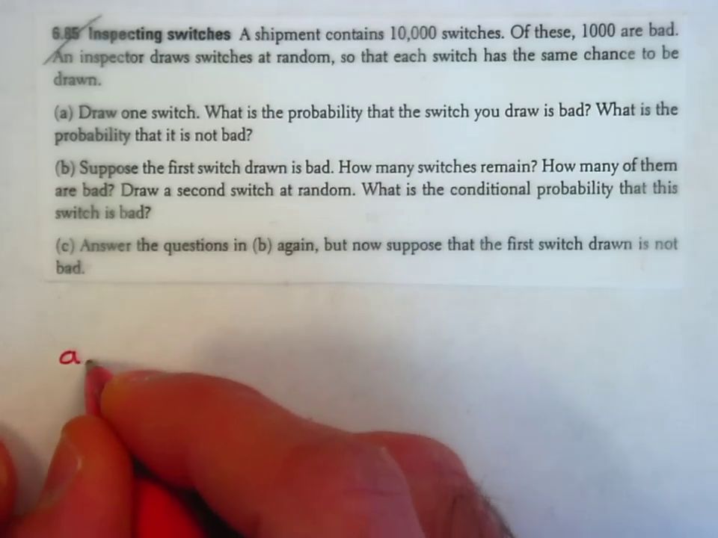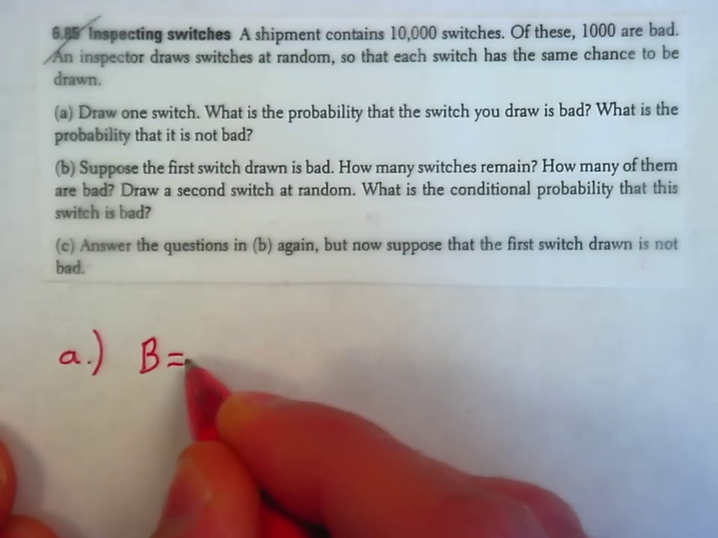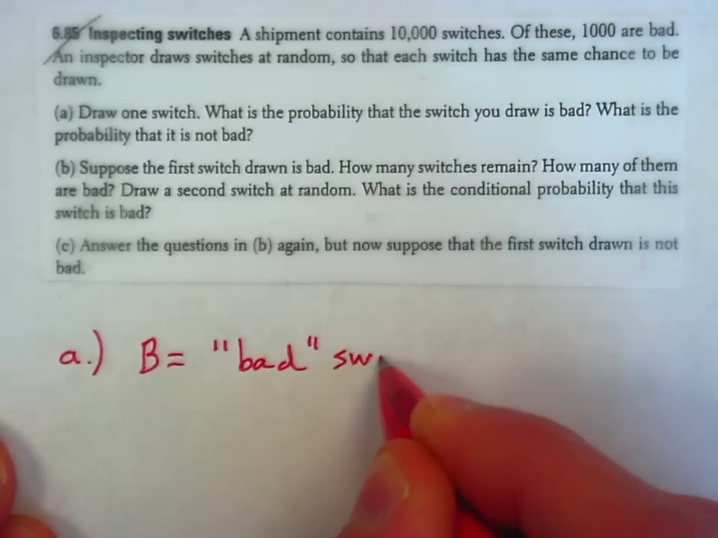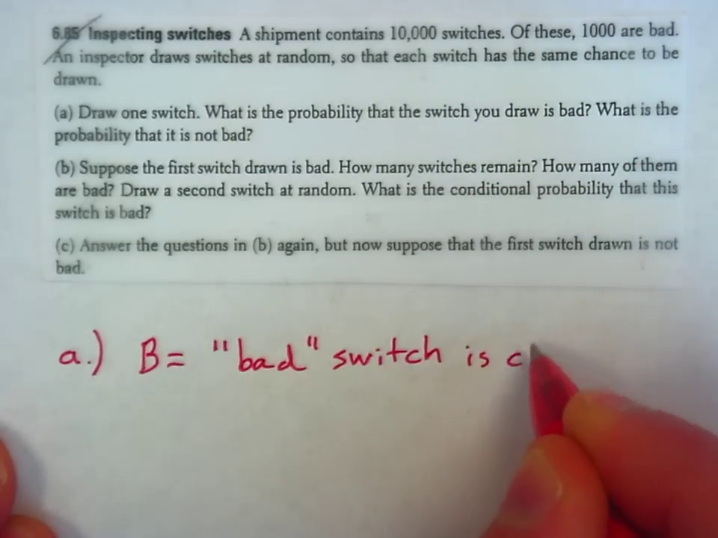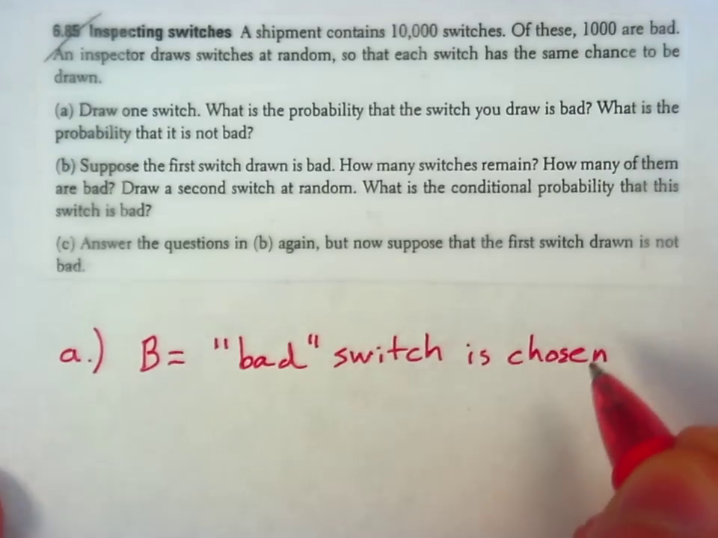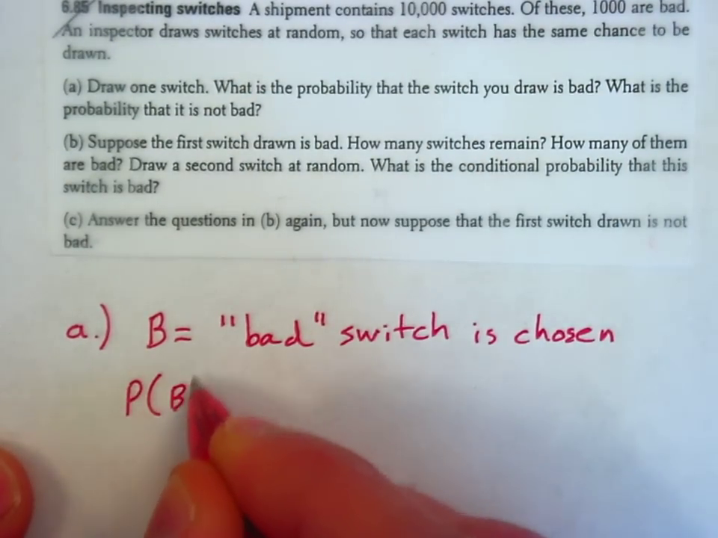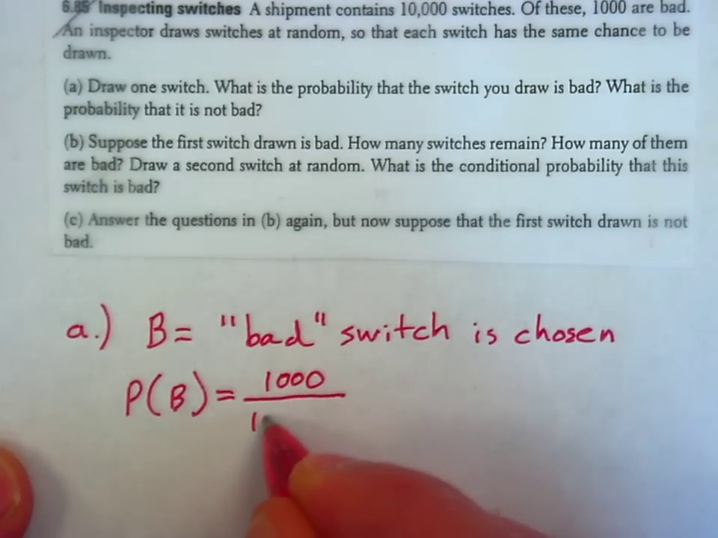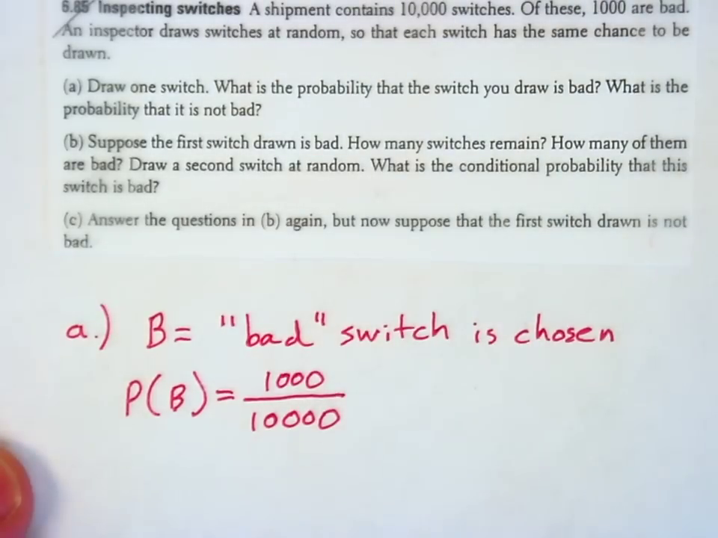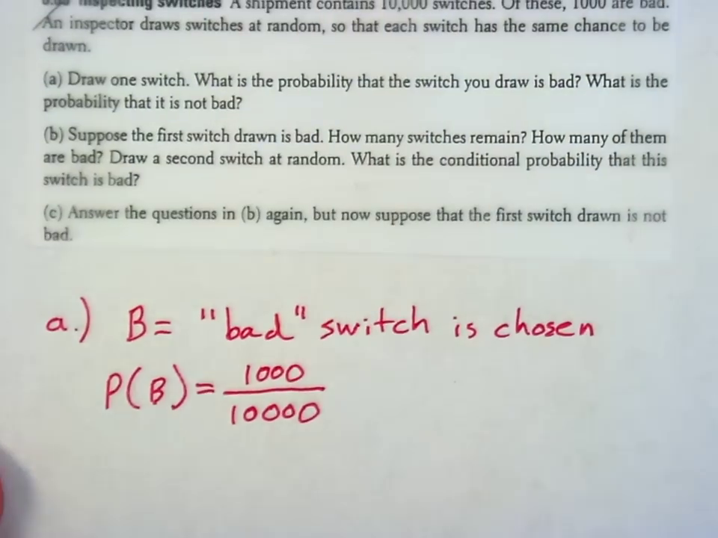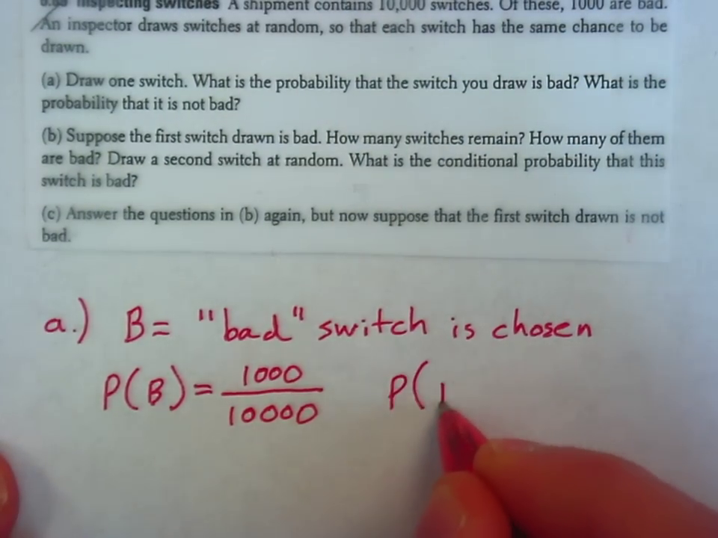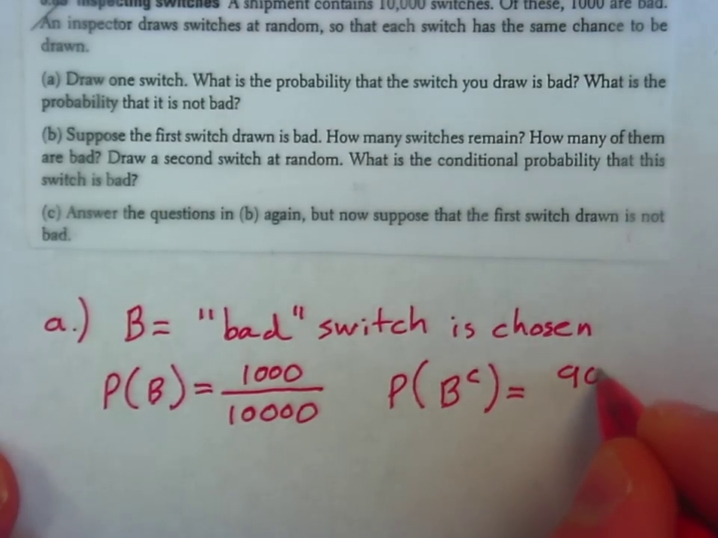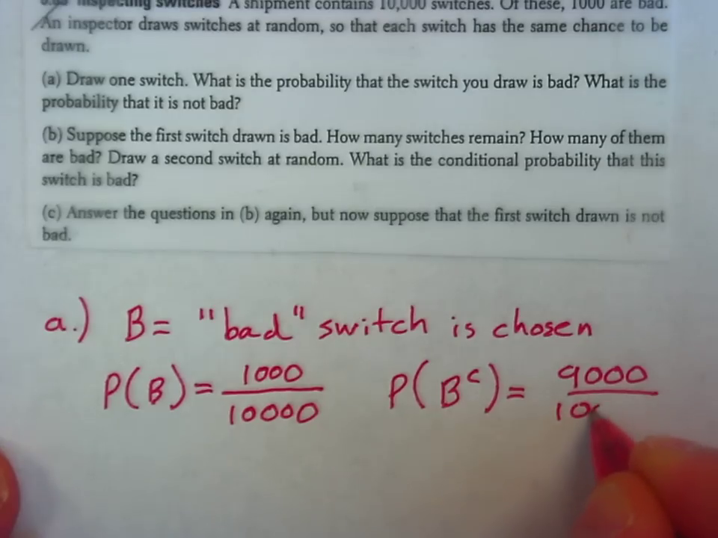So I'm going to start by calling the event B, means that we have selected a bad switch. A bad switch has been chosen. So the probability of choosing a bad switch, well, there are 1,000 bad switches out of a total of 10,000 possible. There we go. So the probability that the switch is not bad, we could write that as the probability of B complement. So it's not a bad switch. Well, if 1,000 of them are bad, then 9,000 of them are not bad out of the 10,000 total.